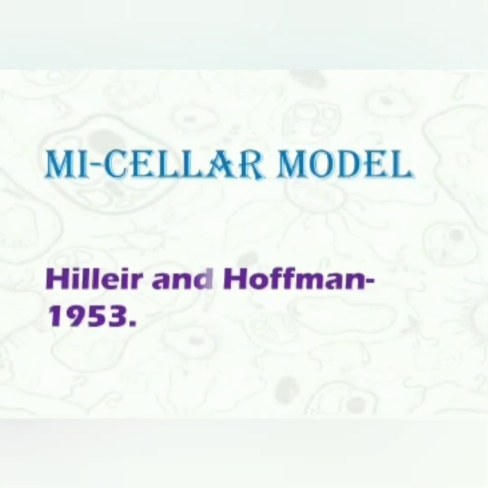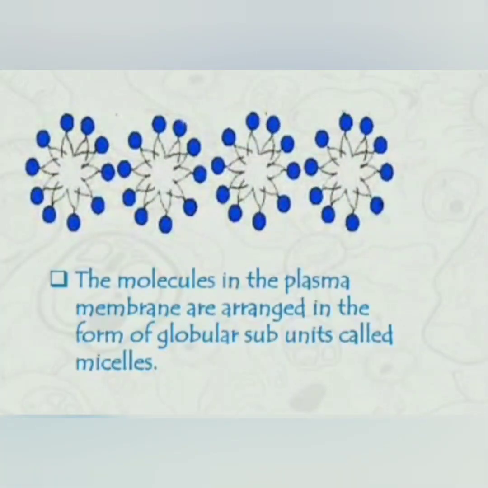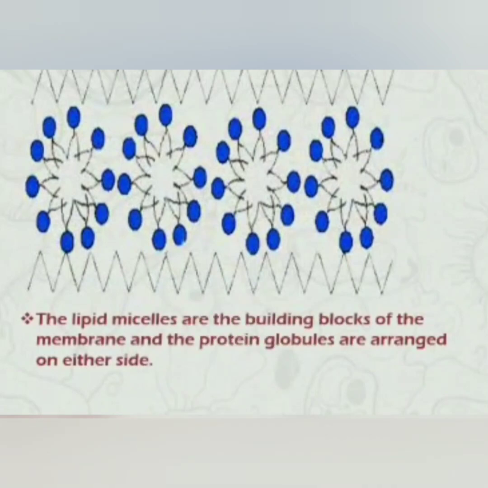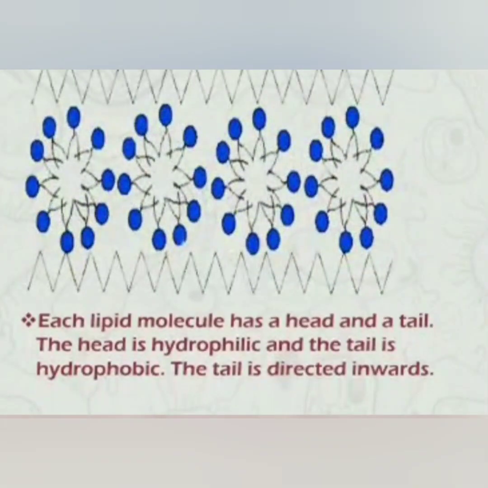Micellar model. Micellar model was proposed by Hiller and Hofmann in 1953. According to this model, the molecules in the plasma membrane are arranged in the form of globular subunits called micelles. The lipid micelles are the building blocks of the membrane, and the protein globules are arranged on either side. In a lipid micelle, the lipid molecules are arranged in the form of a circle. Each lipid molecule has a head and a tail. The head is hydrophilic and the tail is hydrophobic. The tail is directed inwards.